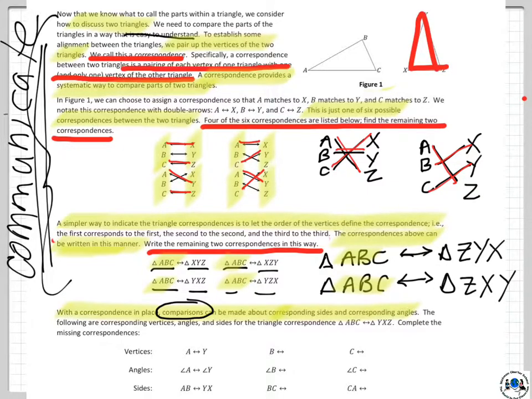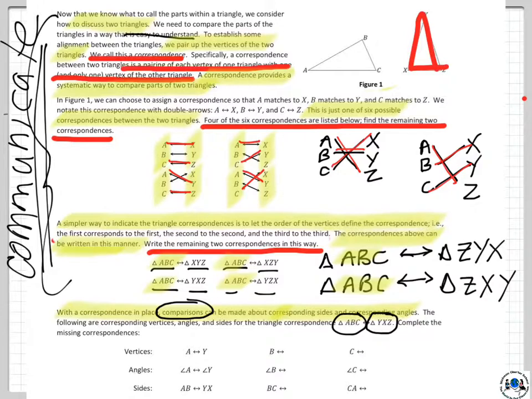So the following are corresponding vertices, angles, and sides for the triangle correspondence of triangle ABC corresponding to triangle YXZ. So complete the missing correspondences. Okay? Complete the missing correspondences. Alrighty. So if you would go ahead and do that, and come on back.